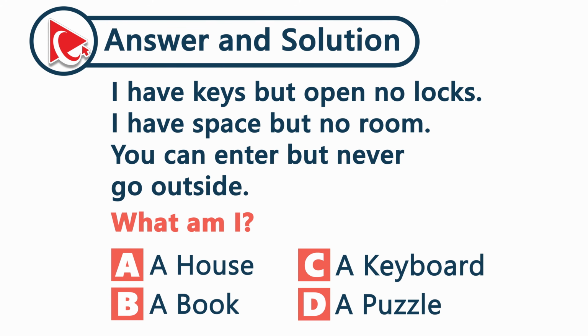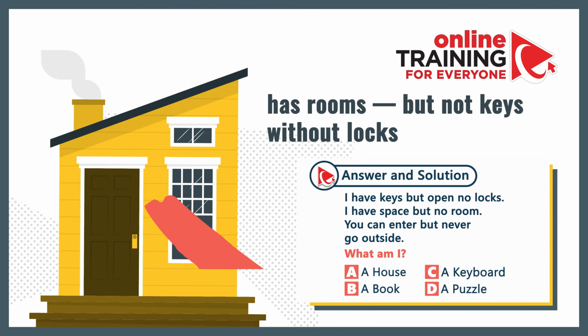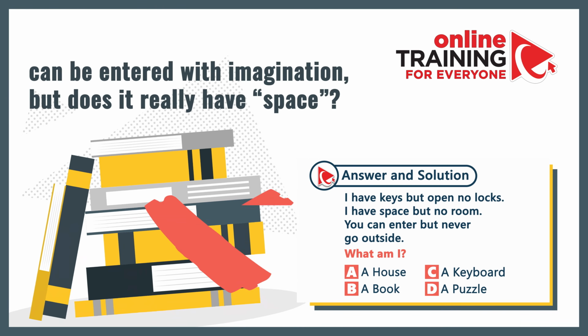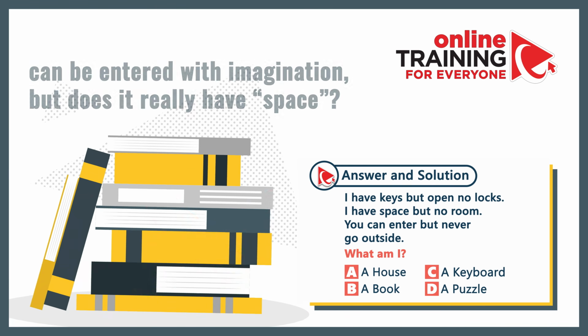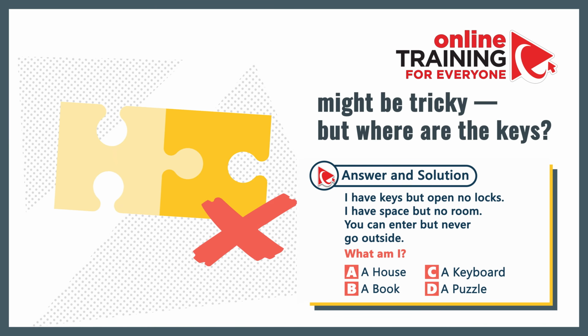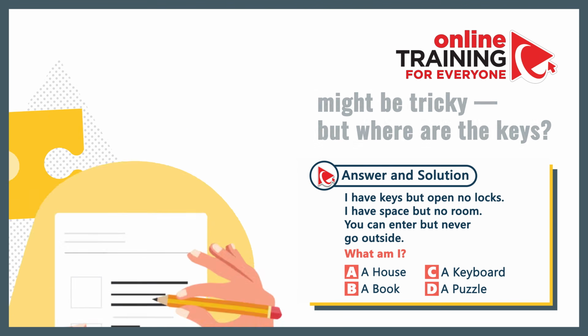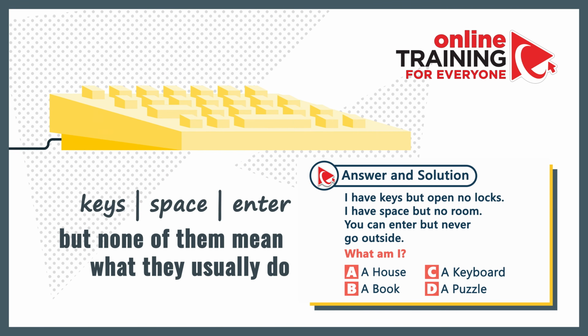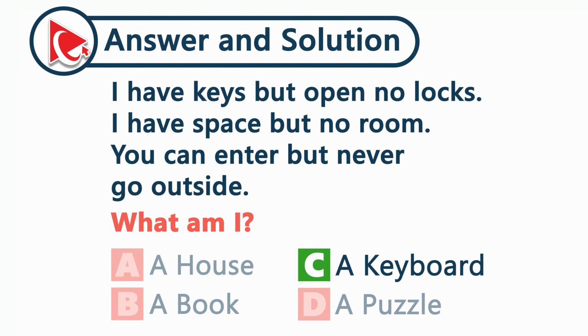Here's what's puzzling about this question. A house has rooms, but not keys without locks. A book can be entered with imagination, but does it really have a space? A puzzle might be tricky, but where are the keys? One of these answers has all 3: keys, space, and enter, but none of them mean what they usually do. And the correct answer here is choice C, a keyboard.